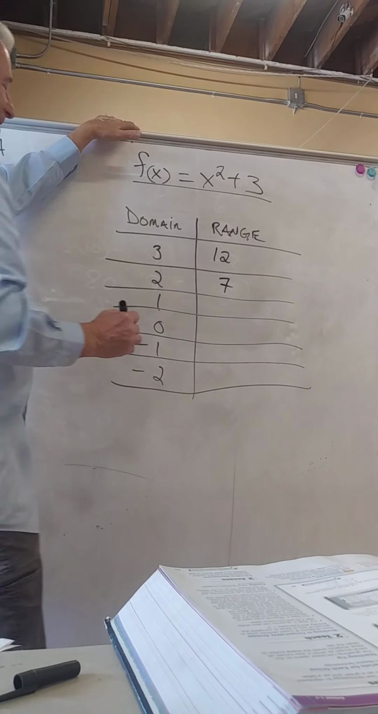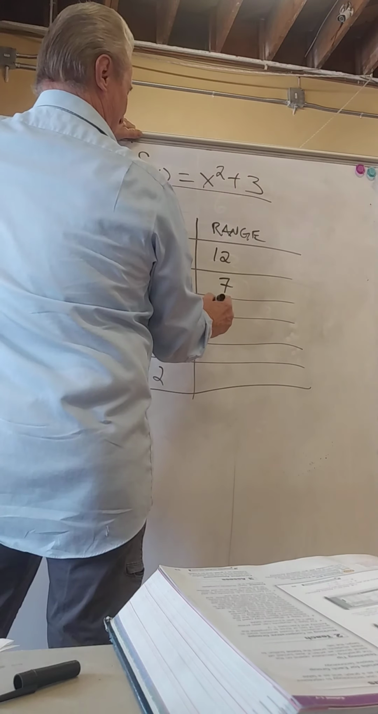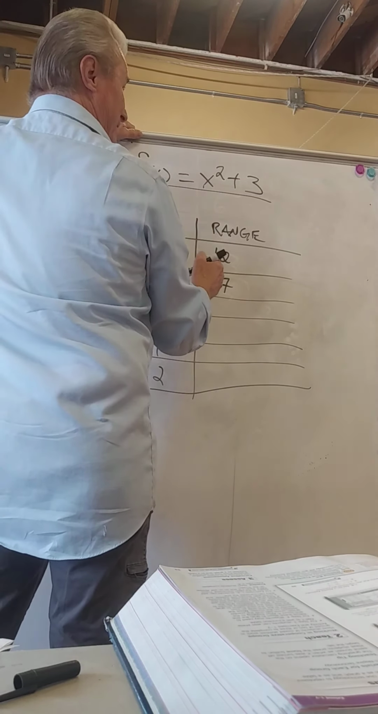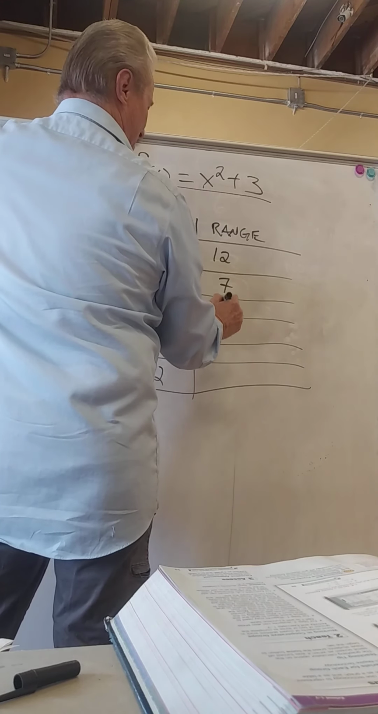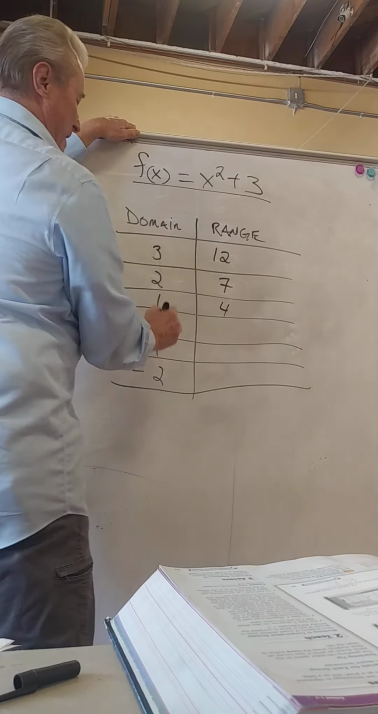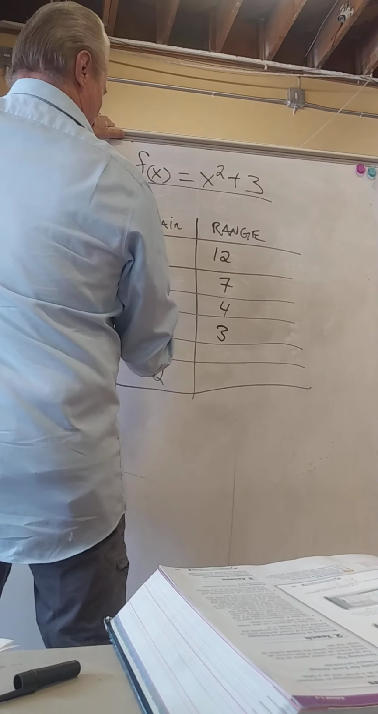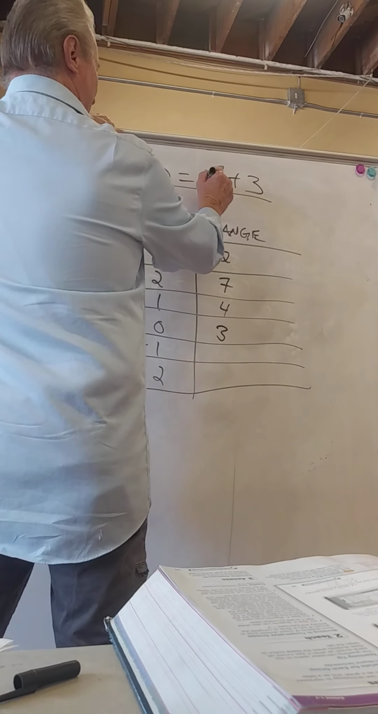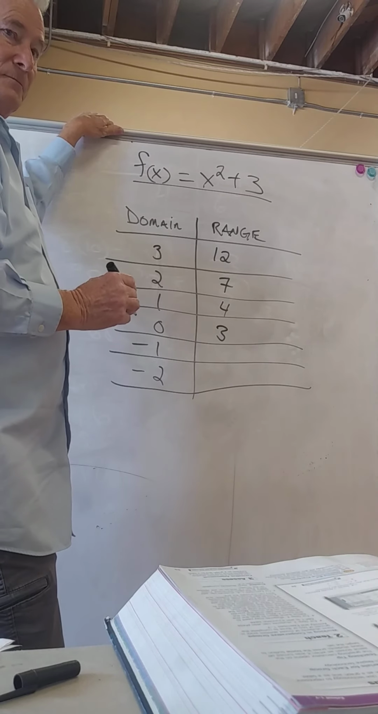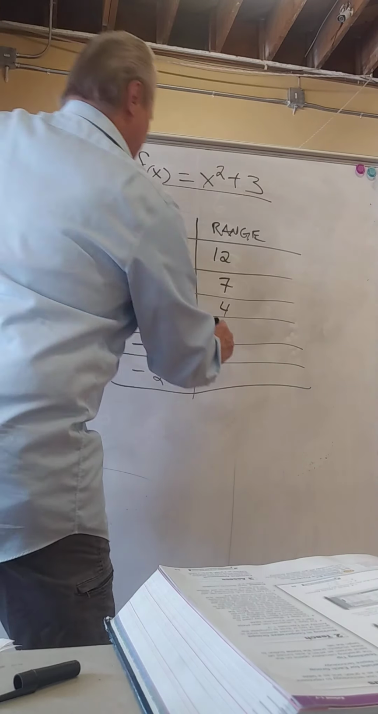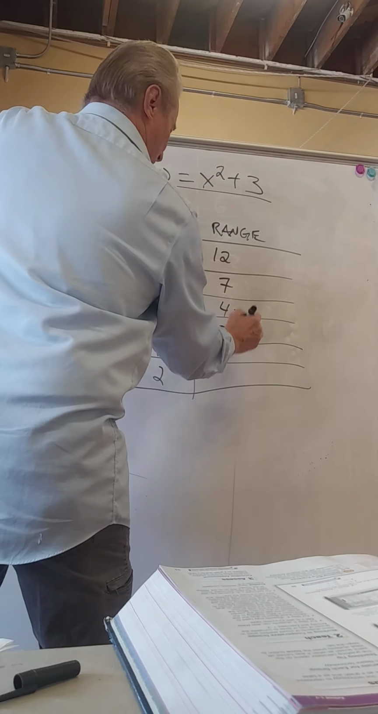1. 1 times 1 is 1, plus 3 is 4. 4. 0, okay, we get 3, right? All right, minus 1. Minus 1 times a minus 1 is positive 1. Plus 3 is 4. So we get this same number again.